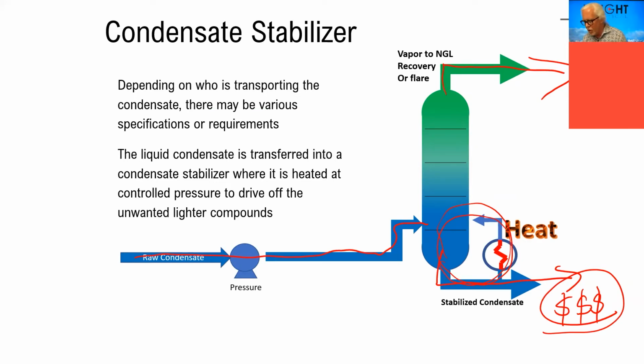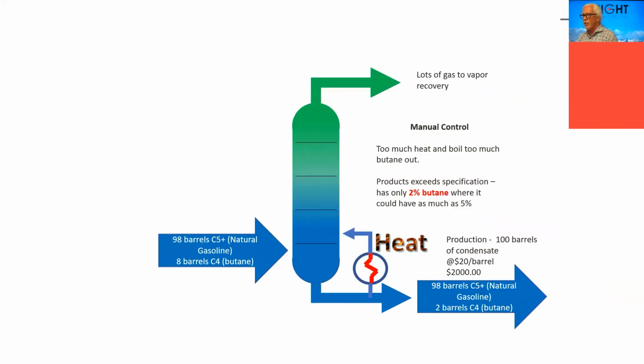And it's important to know that if we were to overboil the condensate, suppose we're coming in with a total of 106, this is a simplified case, by the way, but suppose we're coming in with a total of 106 barrels of liquid. 98 barrels of it is C5 plus, it's the stuff that for sure we can sell as condensate, and 8 barrels of it is stuff that is the butane. We're allowed to have some, but not too much.